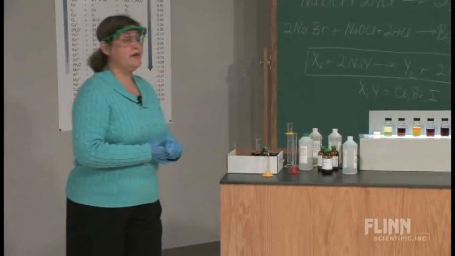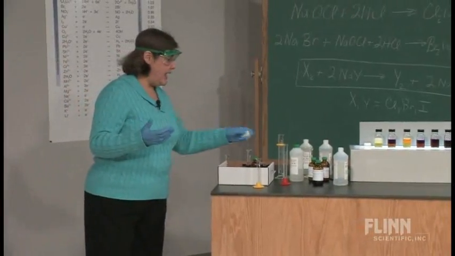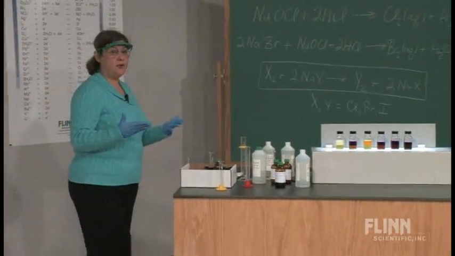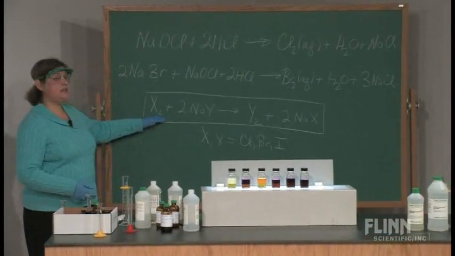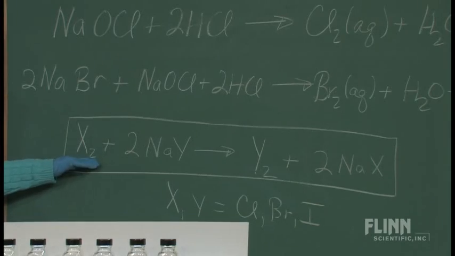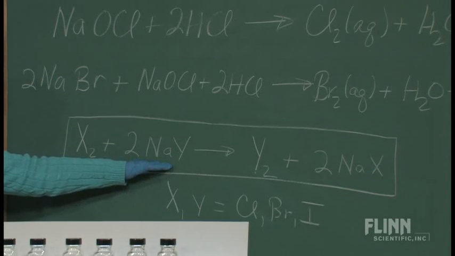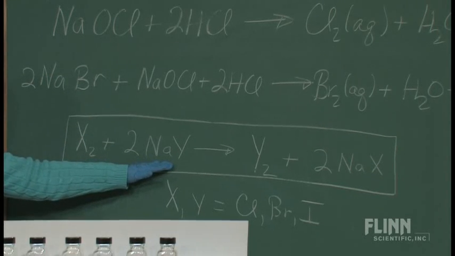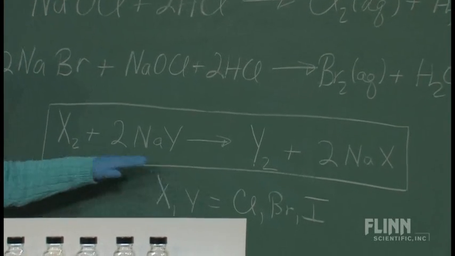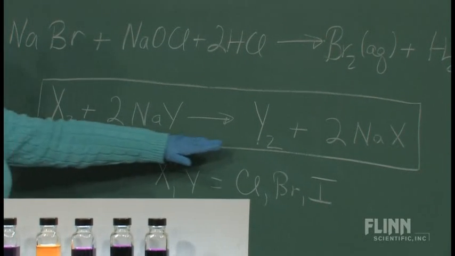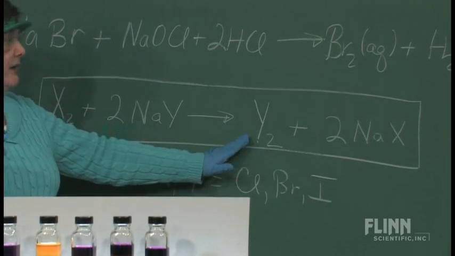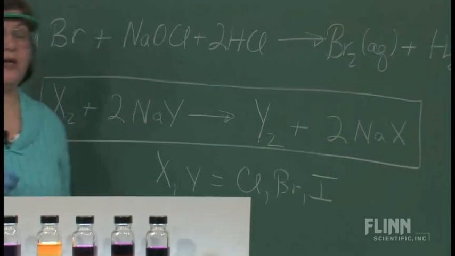Okay, so what have we learned? We've learned a whole lot. Remember, let's go back to the board. We said that these single replacement reactions of a halogen with a sodium halide would take place in one direction only. And if X2 is more reactive than Y2, then you would get Y2, and the other sodium halide.